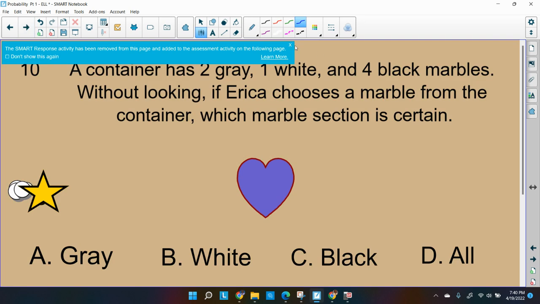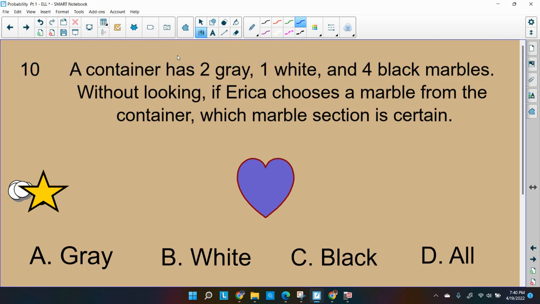All right, here's another one. A container has, again, 2 gray, 1 white, 4 black, so it's the same marbles. Without looking this time, Erica's going to choose a marble from the container. Which marble selection is certain? There's an interesting word. So which marble is certain? Certain, remember, means 100% chance.